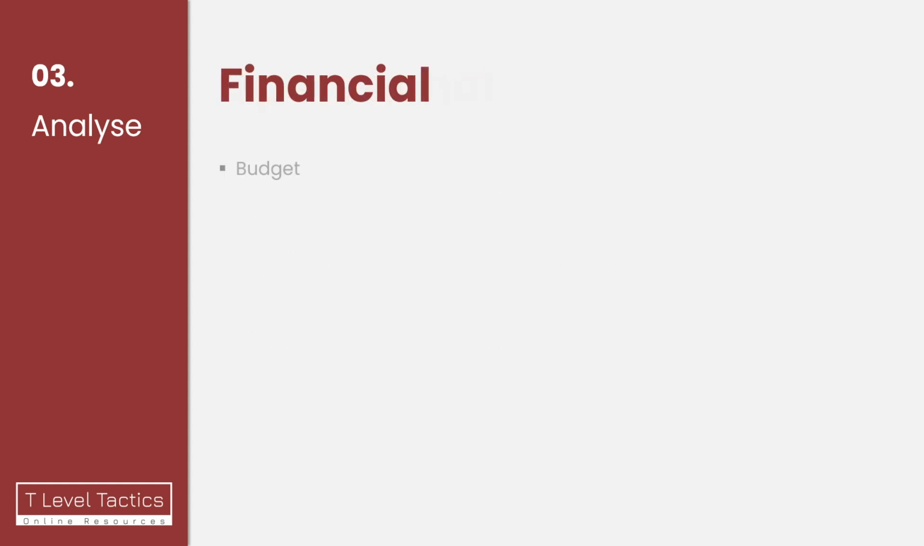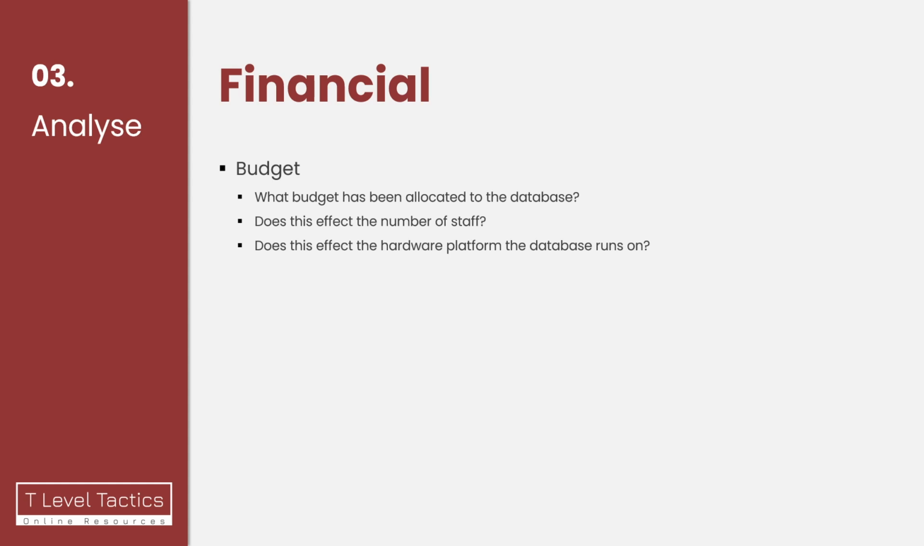Financial resources include budget. What kind of budget and finances have been allocated to the database? Does this affect the number of staff we can have working with it? And does it affect the hardware platform the database runs on? How will this budget impact training?